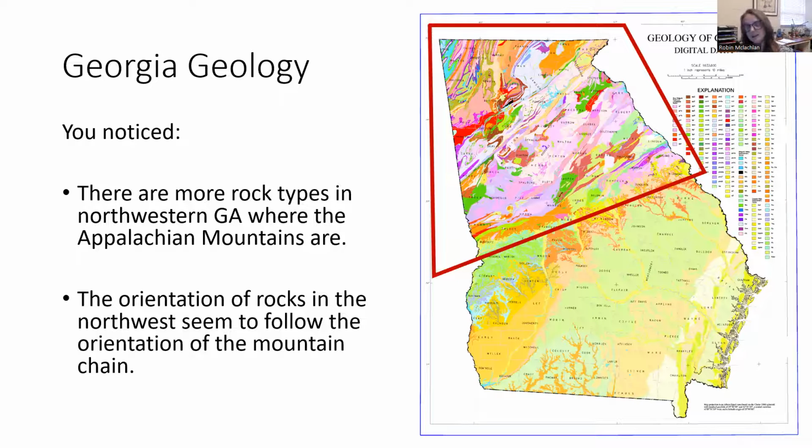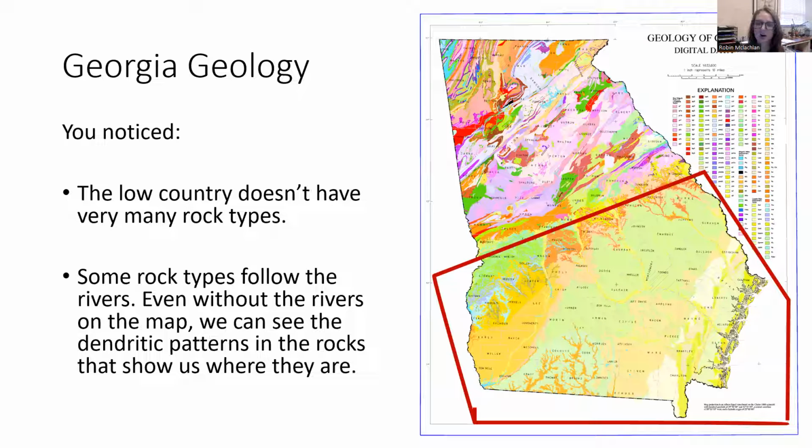Now, if we go down to the southeast, you'll notice that overall, it's pretty much just flat, and there's not very many different rock types. As you know, down here, it's mostly just quartz sand, just of varying different ages and different proportions of mud incorporated into it. Some rock types flow along or are aligned along the rivers, and that's why you see those dendritic patterns that actually follow the rivers, follow their tributaries and distributaries.